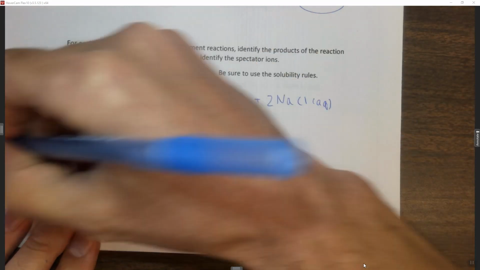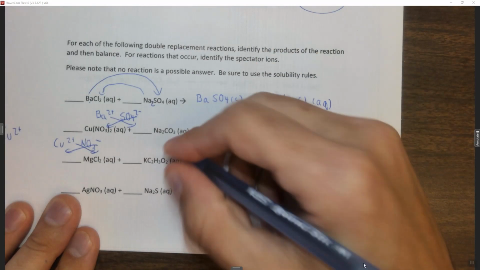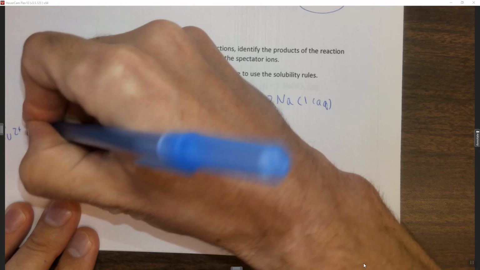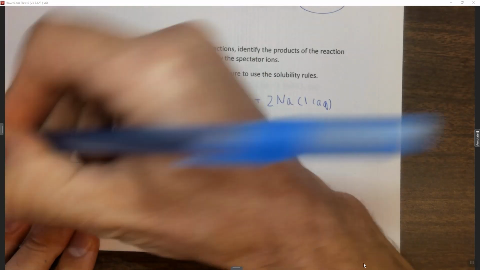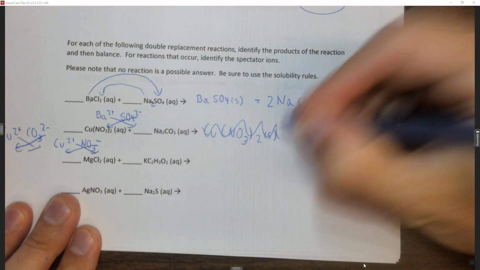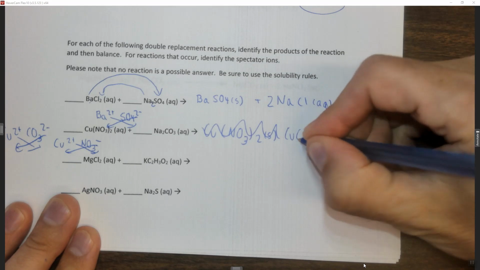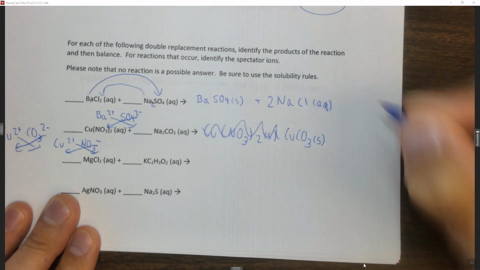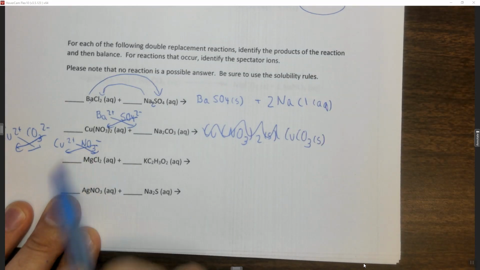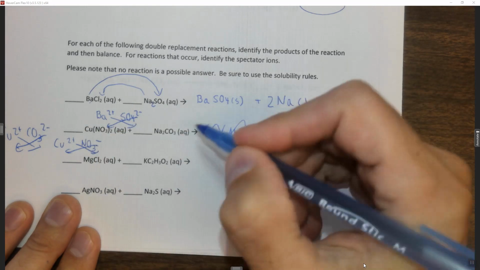It should be copper, Cu2+, and carbonate, CO3 2-. Cross them. They're both 2, so they cancel out. And what we end up with is CuCO3 solid. Sorry about that. It's not copper nitrate. That's what it already was. So copper goes with carbonate.